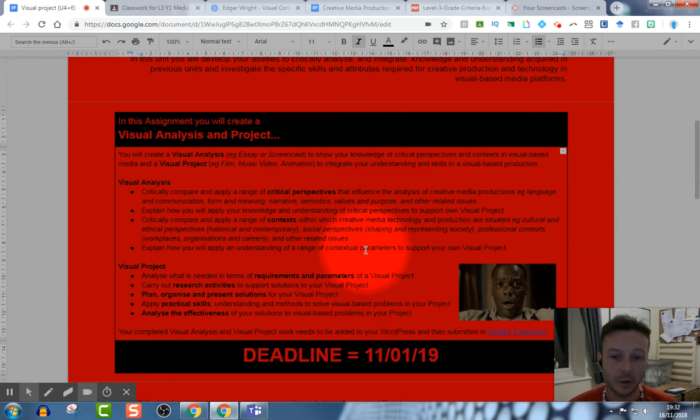Explain to me how you will apply these different contexts and different understanding of contexts. So, cultural and ethical, social, professional contexts. How does that help you with, again, your own visual project? How does it help you? What have you learned from that? The first part is visual analysis, which is an essay or a screencast, or, as I say, you can do it another way if you want. And these are the areas I want you to cover within that. Any questions? YouTube comments beneath, please.